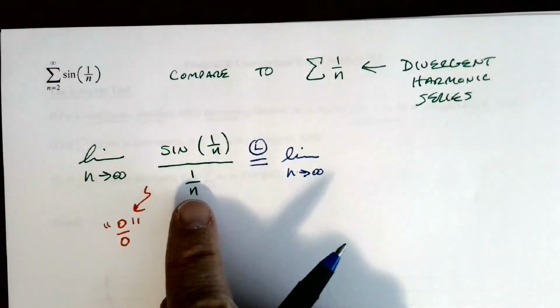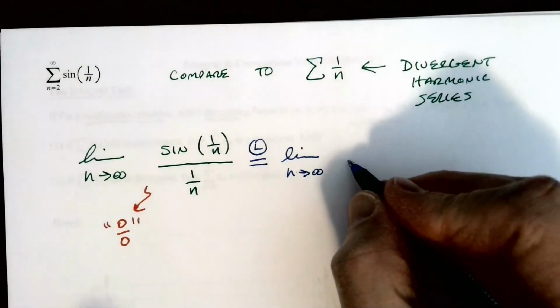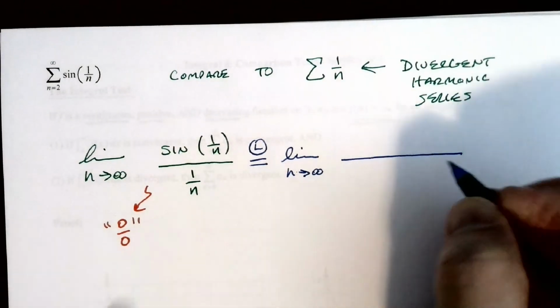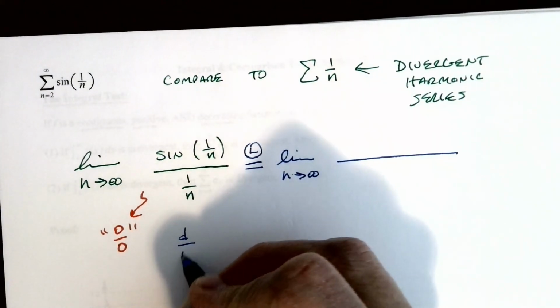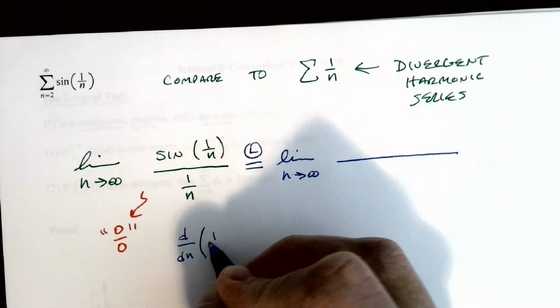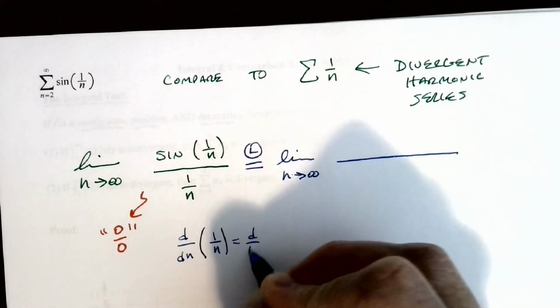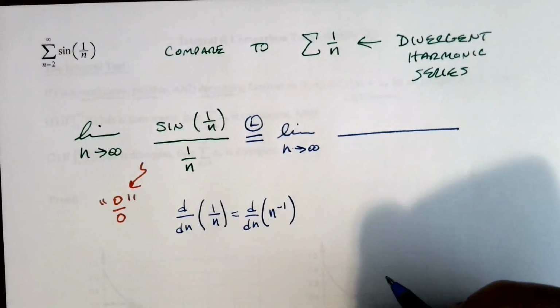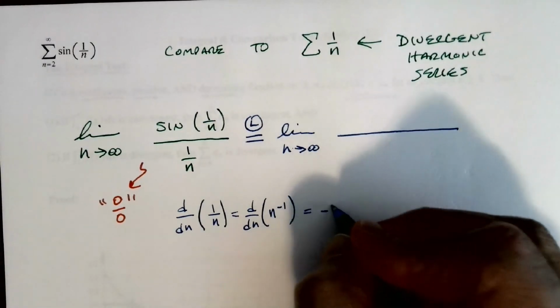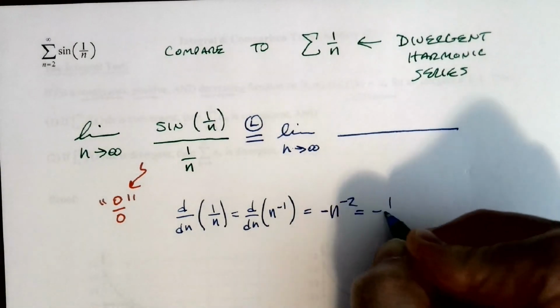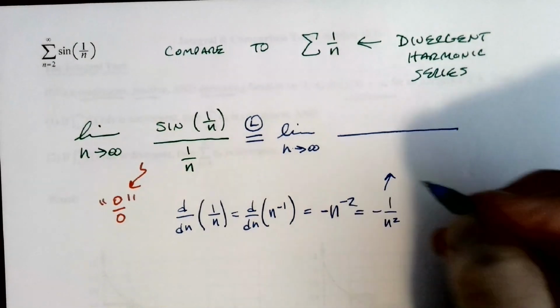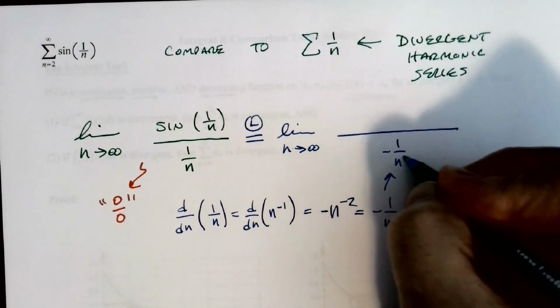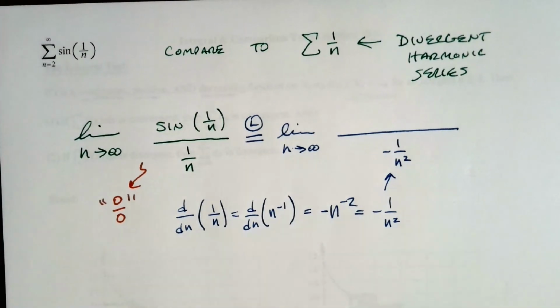Let's take the derivative of the bottom, that's pretty easy. What's the derivative of 1 divided by n? The derivative with respect to n of 1 over n is the derivative with respect to n of n to the negative 1 power. I just do it that way, and that is negative n to the negative 2. And so there's my derivative by the power rule.